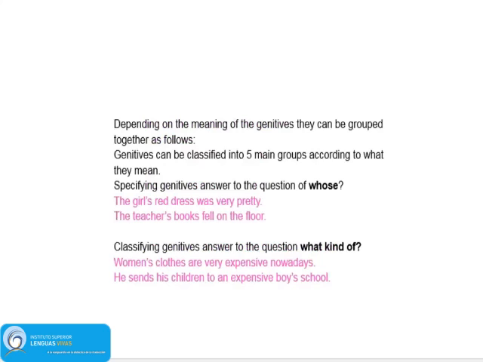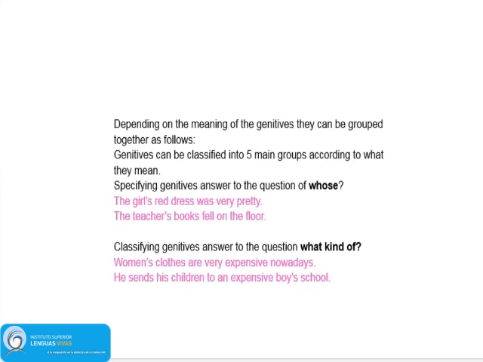Depending on the meaning of the genitives, they can be grouped together as follows. You have 5 different ways that you can group the genitive. You have specifying genitives that answer to the question whose. Who does something belong to? And so if you say the girl's red dress was very pretty, we know that the red dress belongs to the girl. If we say the teacher's books fell on the floor, there we know that the books belong to the teacher. Yes, there is no doubt about that.